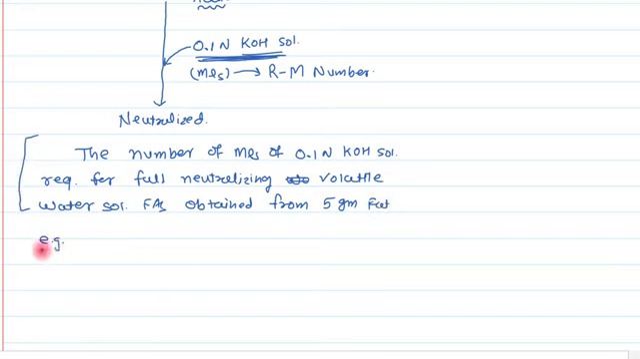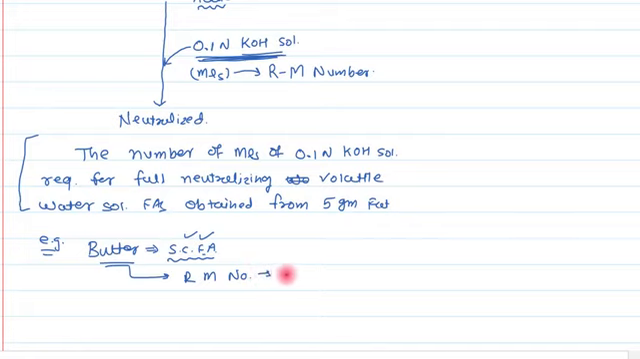For example, we know that butter is the richest source of short chain fatty acids. Generally these short chain fatty acids are water soluble as well as volatile in nature. So butter's Reichert-Meissl number is approximately 25 to 30. That is the Reichert-Meissl value of butter.